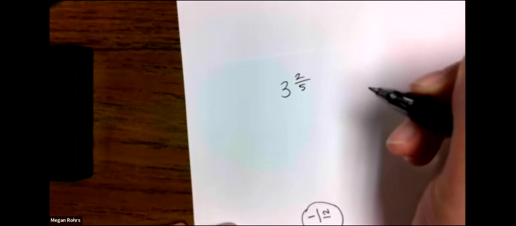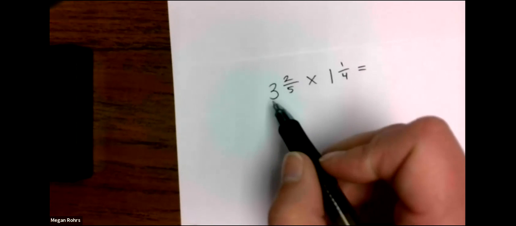So let's first look at an example. Let's say that we had 3 2/5. We'll go back to multiplication real quick. Times 1 1/4. So these are both mixed numbers. The easiest way to do this would be to change these into improper fractions first.